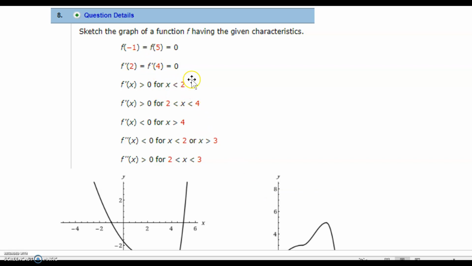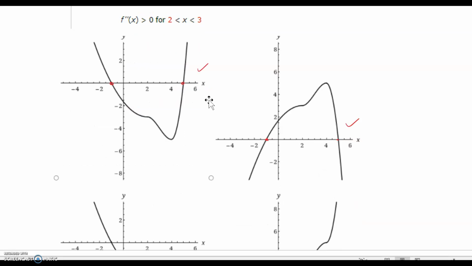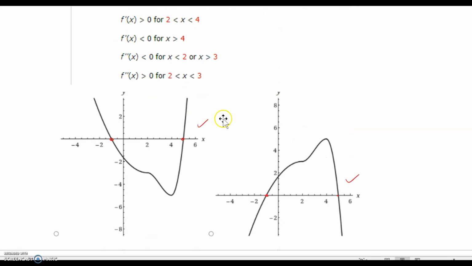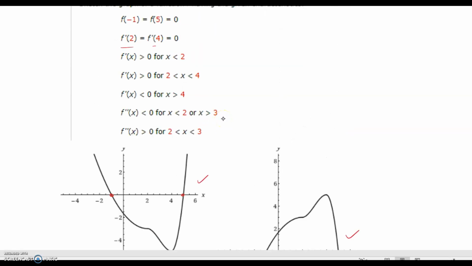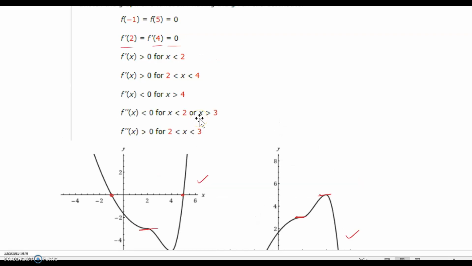F of -1 equals f of 5 equals 0. So that happens. That one looks okay. That one looks okay. These can't be either of these guys. They only have one x-intercept, so they're out. First derivative is 0 at 2 and 4. That means it's leveling off when x is 2. This one looks okay. This one looks okay. This one looks okay. This one looks okay. So those two are still in the running.